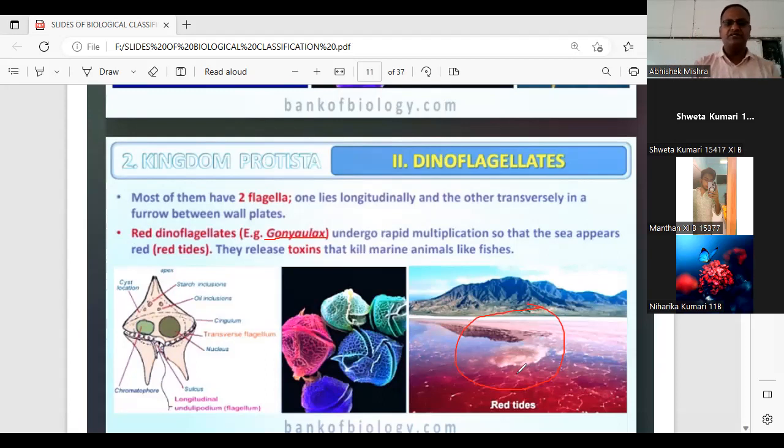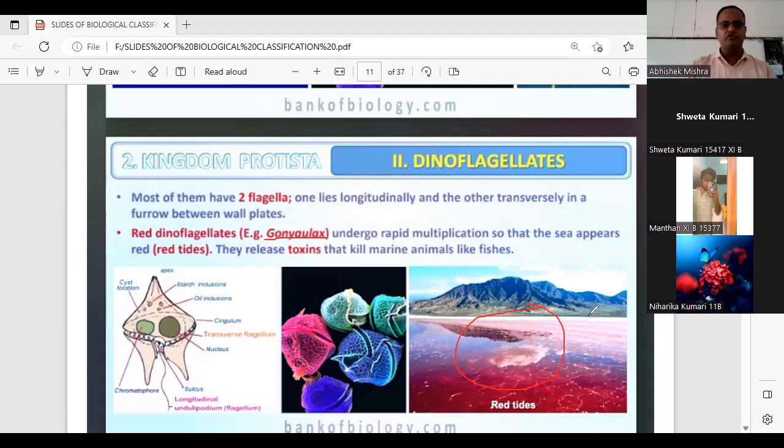So what are the features of the dinoflagellates? They have 2 flagella and they undergo rapid multiplication, and they are marine and photosynthetic because different photosynthetic pigments are present in the dinoflagellates. And what is the most important peculiar feature of this? The most important peculiar feature is that when they appear with the tide, the tide appears red in color, and that is why it is called the red tide.